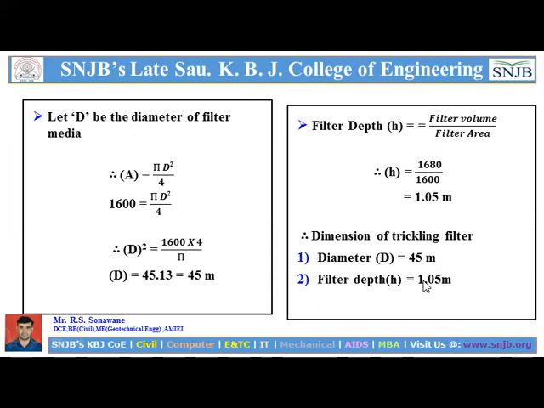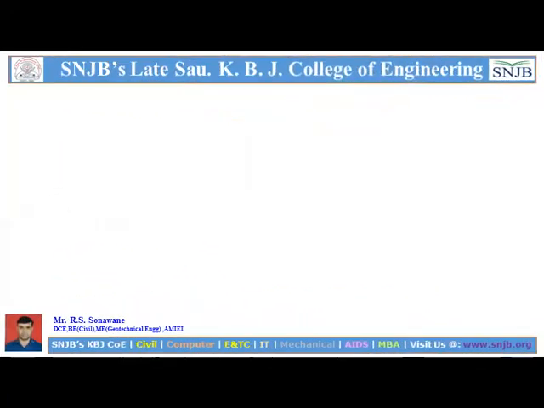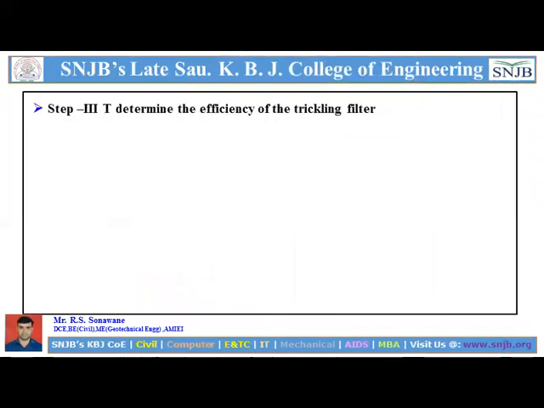In the numerical example, they were asked to determine three parameters. One is the volume, then the second is the dimension, and the third one, the parameter which is very important for the design of a trickling filter, is the efficiency of the trickling filter. So the third step which we have to determine here is the efficiency of a trickling filter.